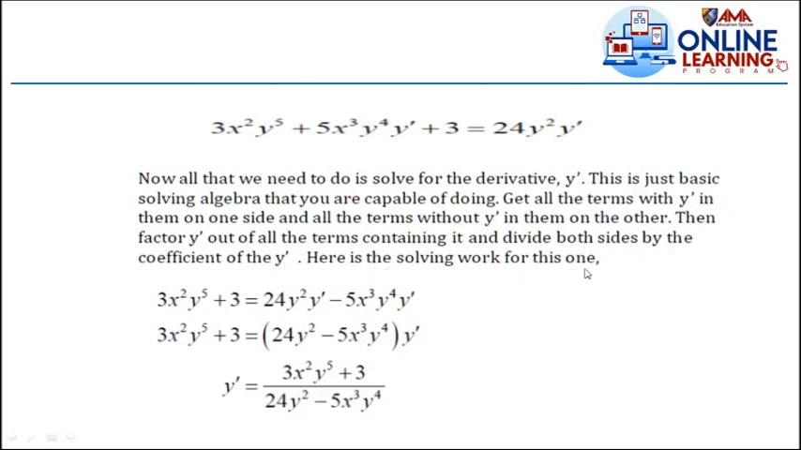Here's the solving work for this one. Okay? So i-arrange na po natin, no? 3x squared y to the 5th plus 3. So lahat po ng walang y prime sa kaliwa, lahat ng may y prime sa kanan. So 24 y squared y prime minus 5x cubed y to the 4th y prime. So y prime is common, ipa-factor po natin, kaya naging ganito po siya. So therefore, y prime will be 3x squared y to the 5th plus 3 divided by 24y squared minus 5x cubed y to the 4th. That represents your first derivative. Okay? Using implicit differentiation.